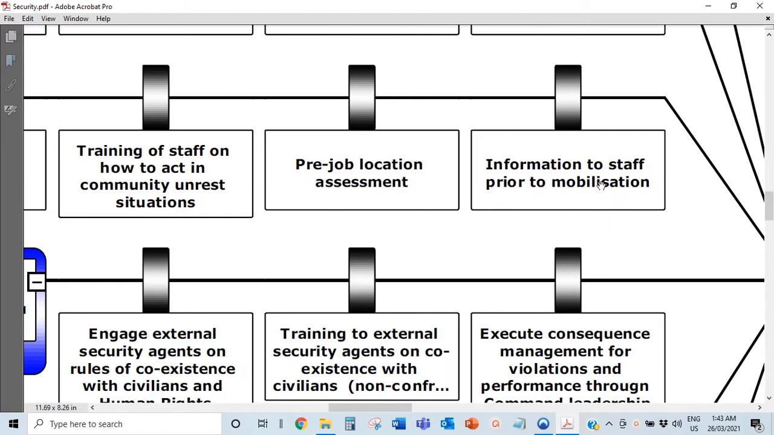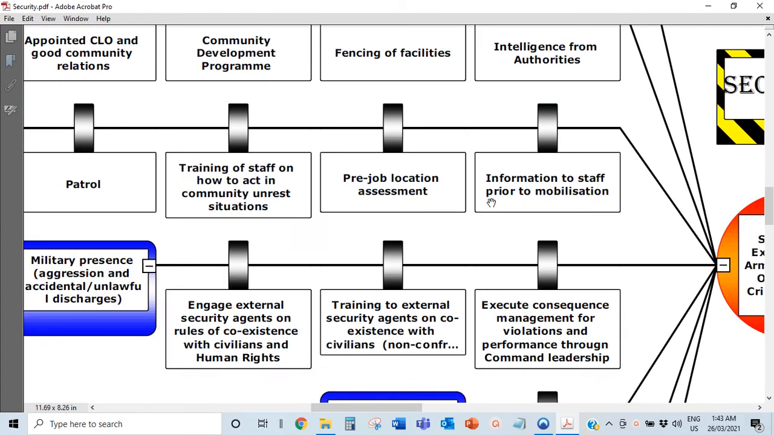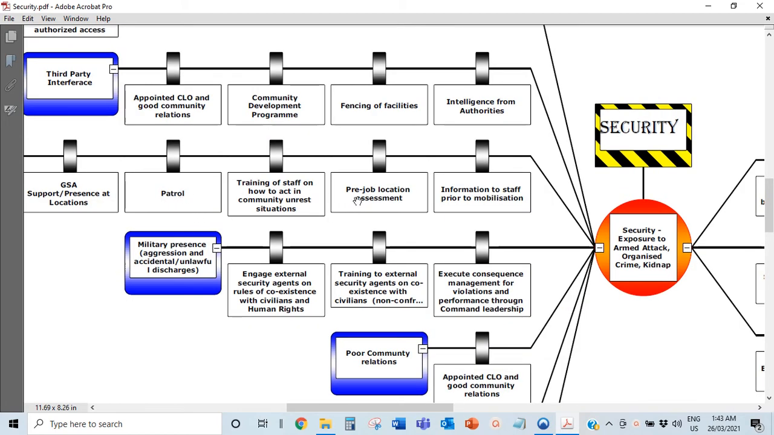And then there's information to staff prior to mobilization. So the staff should be fully aware of what they are getting into, the situation that there's civil unrest ahead, and be prepared for it. This could also be useful for the military when they are going to dangerous places, like war zones, not exactly war zones, but places where they may not be welcome. So it's good to have all this.